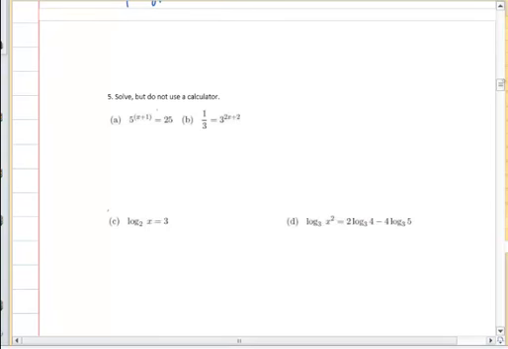Okay, class, we're back again. We're working with more exponents, and now we've got some basic exponents that we should be able to do without a calculator. Notice, do not use a calculator. I can't really tell if you were or not, but I'll show you how we solve them without a calculator.